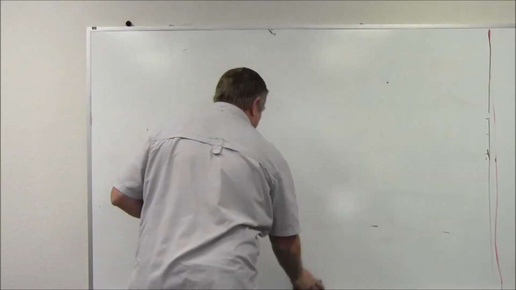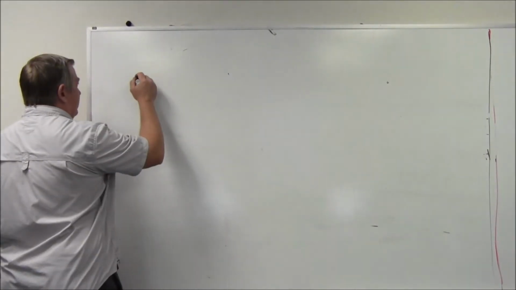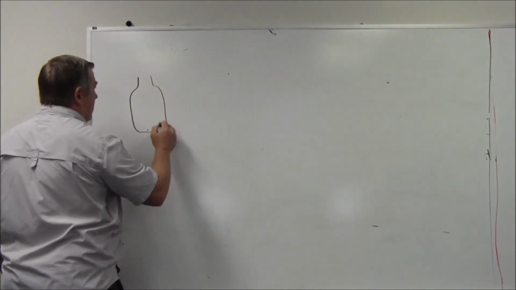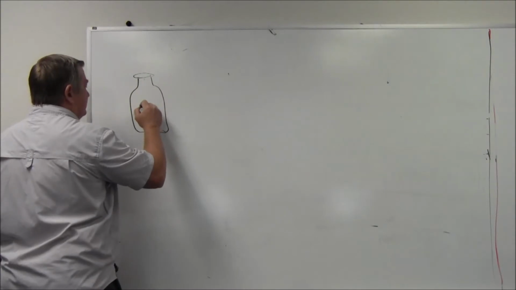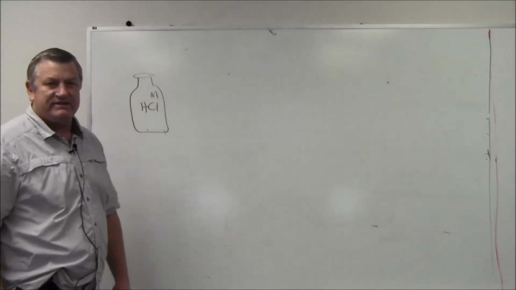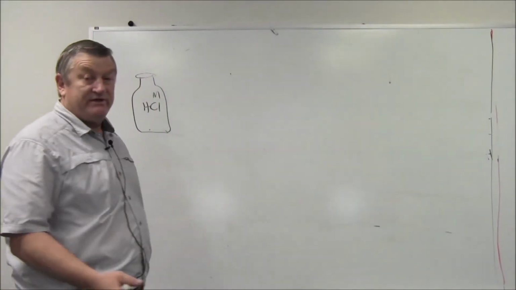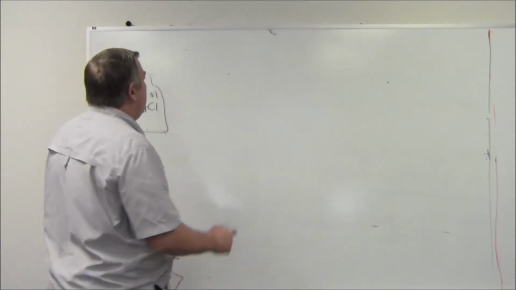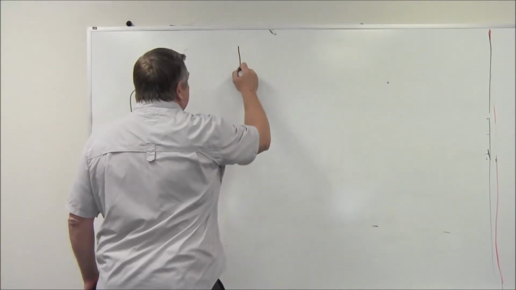So here's what we're going to do. Let's say we have a bottle of hydrochloric acid. Okay. It's a real old bottle and the molarity rubbed off, so we don't know the concentration of the HCl. So we're going to do a titration of this so we can figure out what that molarity is and relabel it. So we're going to take our burette.